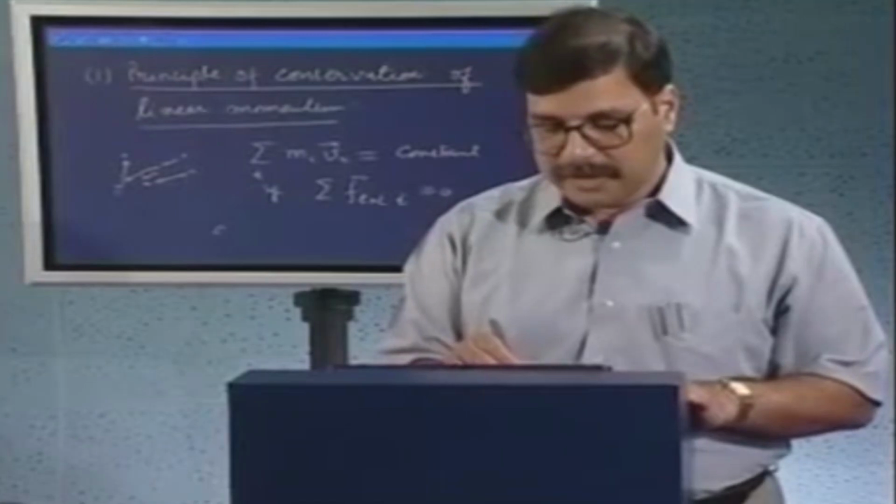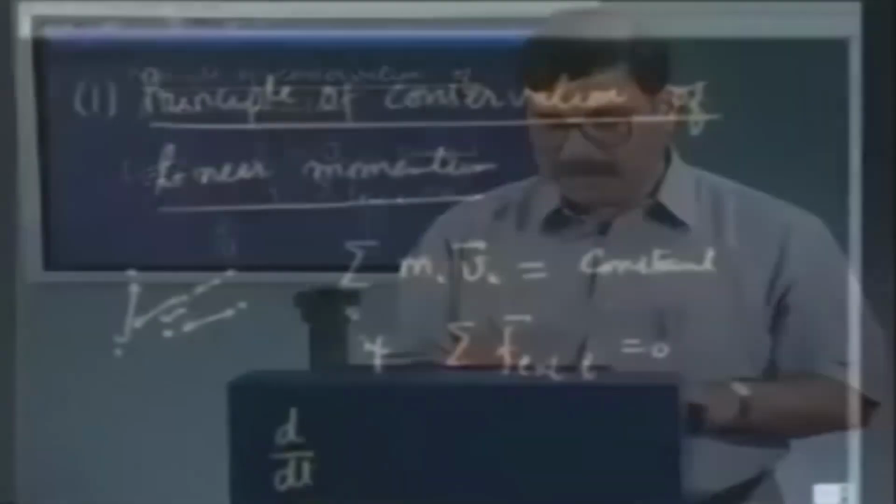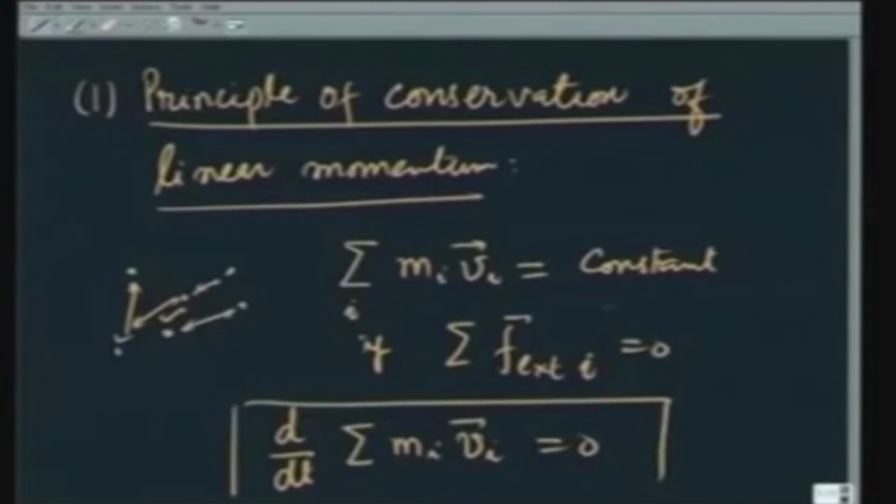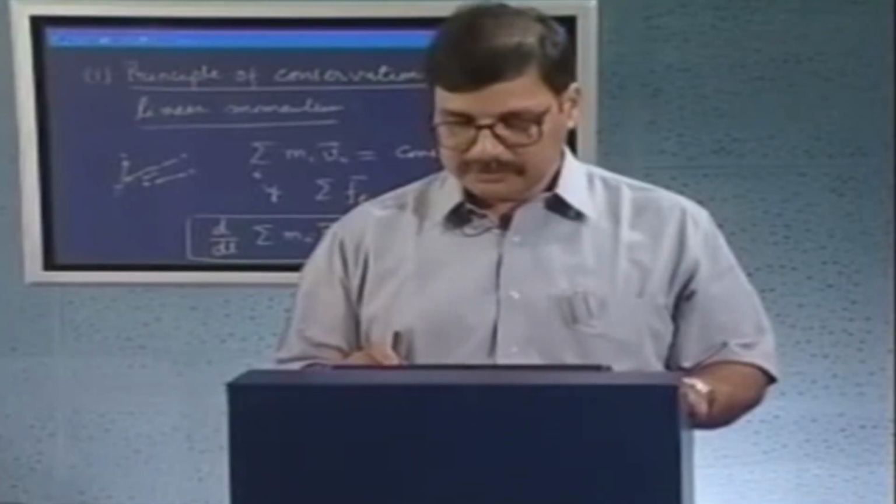In other words, I can write d over dt of the summation of mi vi is equal to 0, and that is the principle of conservation of linear momentum. Related with this, when we considered momentum of many particles, was the concept of center of mass, which was defined.